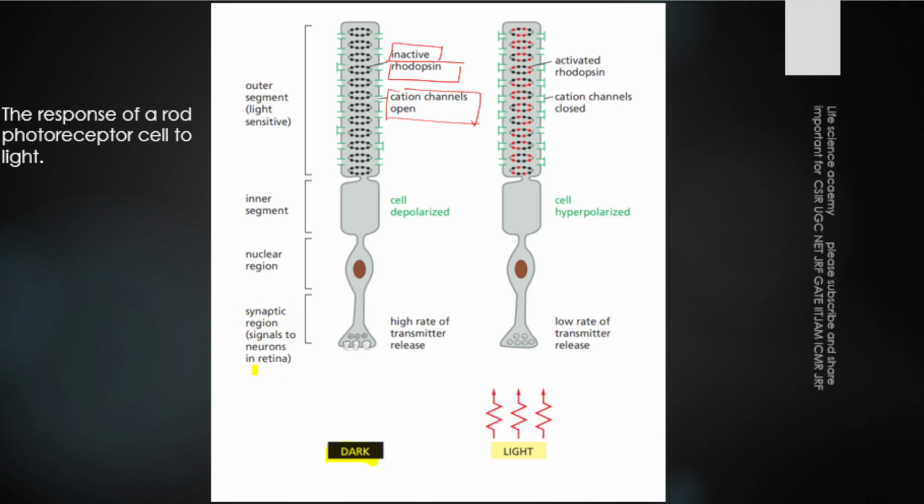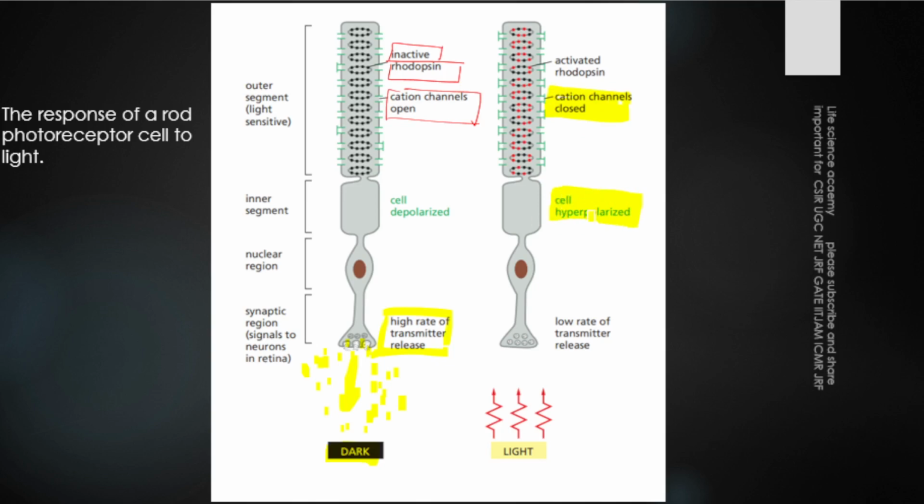At the synaptic region, similar to a neuron, neurotransmitter is released in normal condition from that particular axon terminal. A high rate of transmitter is released from that region. But in case of dim light, what happens? Photons come on the receptor, so rhodopsin is activated, and when rhodopsin is activated, the cation channels get closed, and the cell membrane is hyperpolarized rather than depolarized.